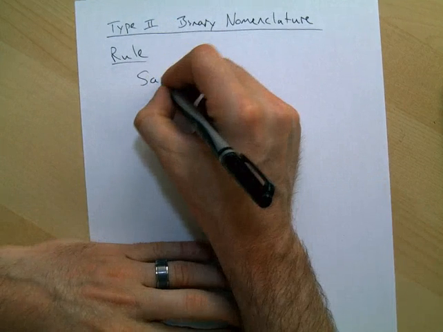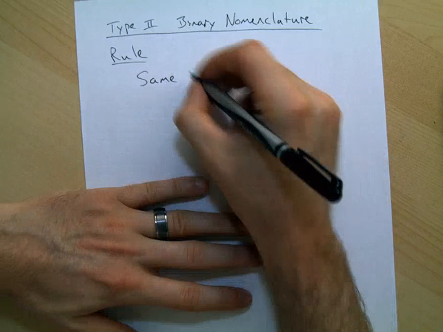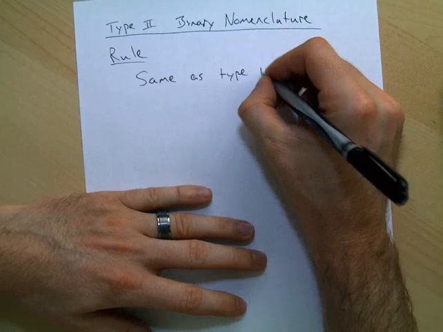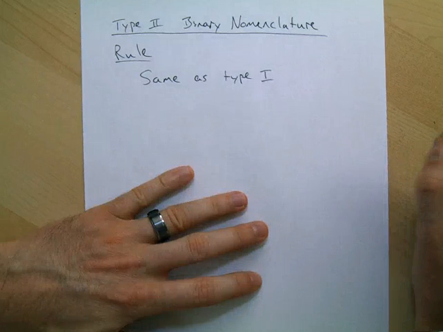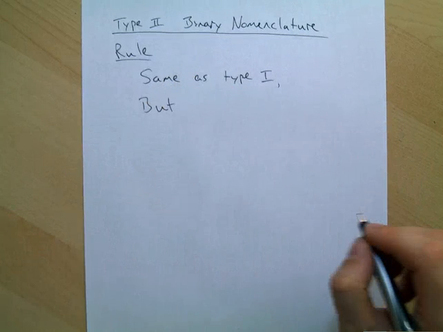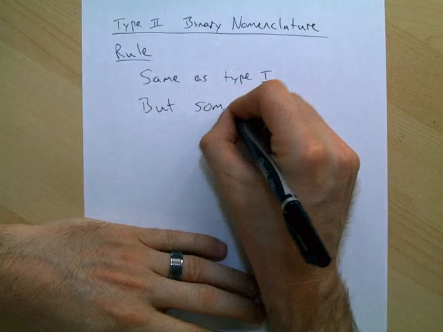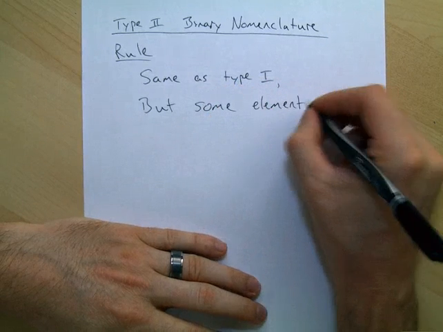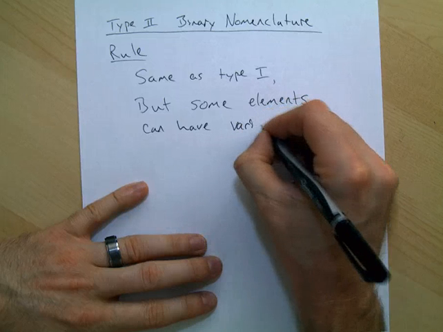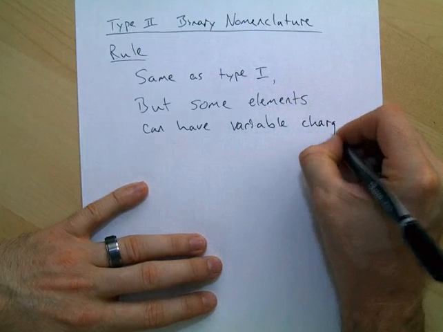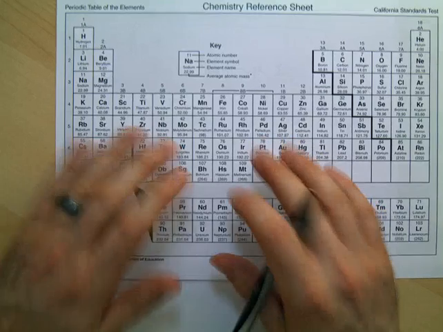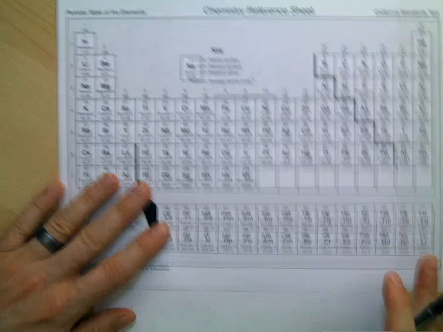So let's remember that for all binary nomenclature, it's going to be the same as type 1. All those rules about changing the ending to "ide," and of course keeping polyatomic ion names the same, are all still in place. But there's a huge but, a significant one. Some elements, particularly transition metals, can have variable charges. What this means is that if we look at the periodic table, these guys in the middle do not necessarily always have a consistent charge. It's different than the ones we were talking about, like the alkali metals.